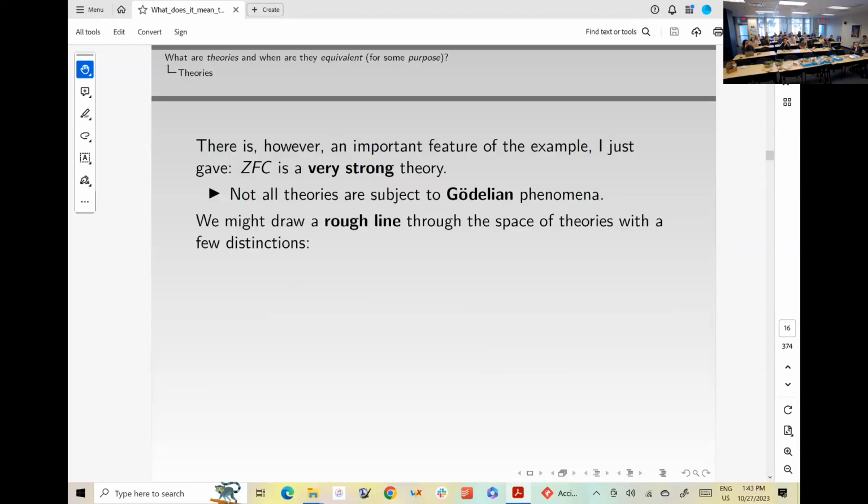So we might draw a rough line through the space of theories with a few distinctions which are well known. So we might consider the theories that have models with many automorphisms, or models which are rigid, at least in their intended version.